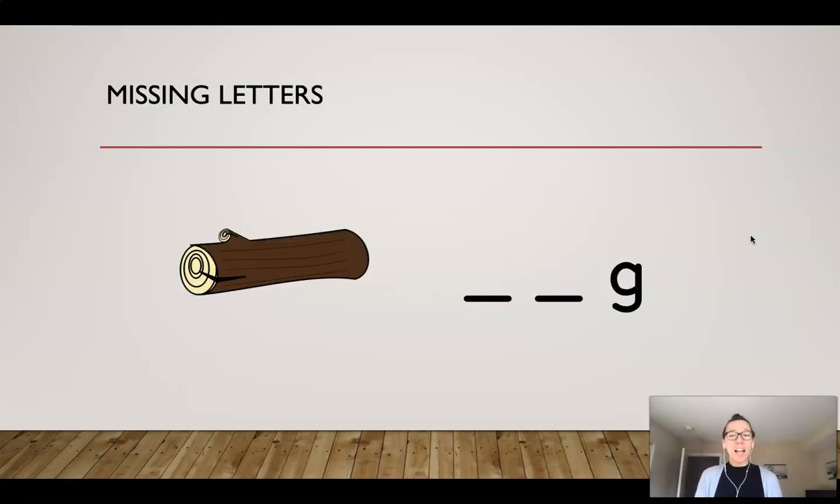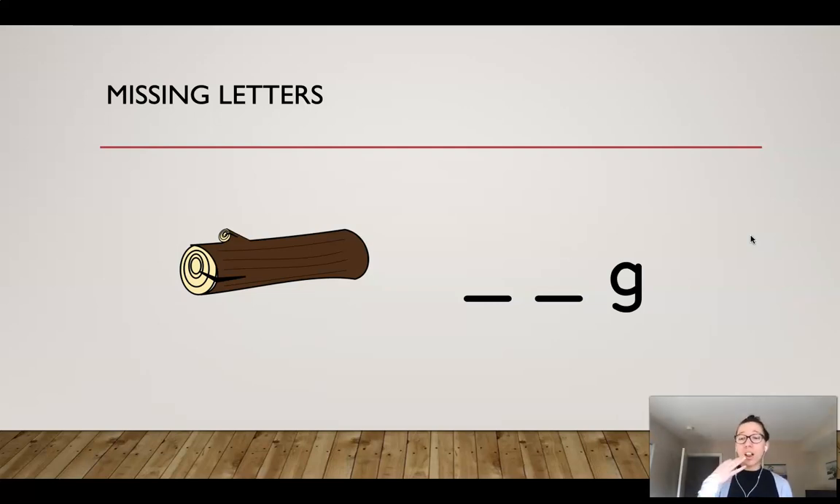This is a picture of a log. Log. Now we can see that there are 3 letters here. There's going to be 3 sounds in this CVC word. They've given us our final letter G. So we need to figure out our first letter and our middle letter. What is the first sound you hear in the word log?